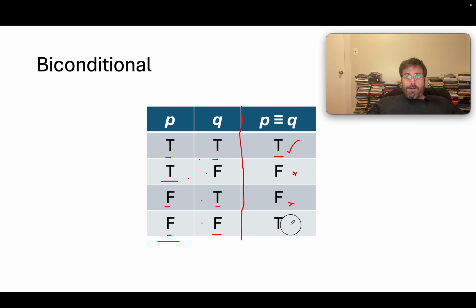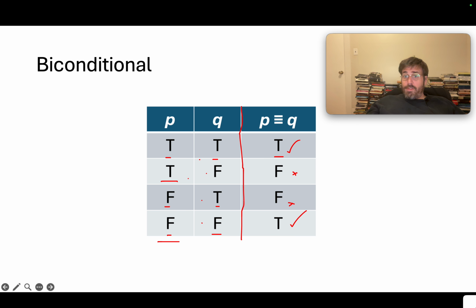And so therefore, the biconditional is actually true. These are identical values, even though they're false. So be careful with that. That's an easy thing to forget. You don't need two true values. You just need two identical values for triple bar to be true. So we have two instances where the biconditional is true and two possibilities where the triple bar biconditional is false.